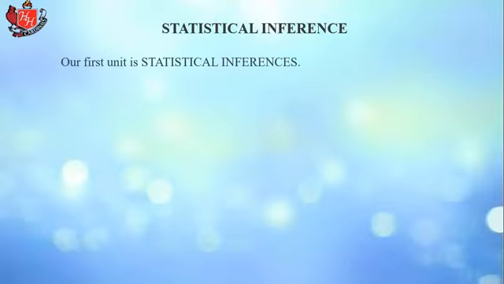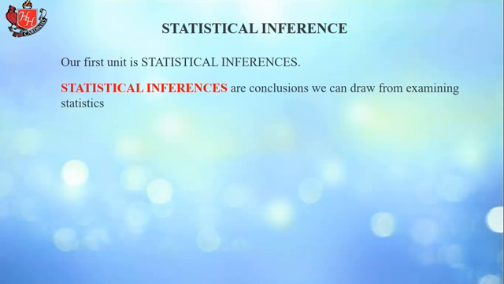Our first unit is statistical inferences. Statistical inferences are conclusions we can draw from examining statistics. What are statistics really? Statistics are when you can't know something with certainty, you use probabilities. For example, you can't know for certain when you flip a coin whether it's going to come up heads or tails the next time you flip it.